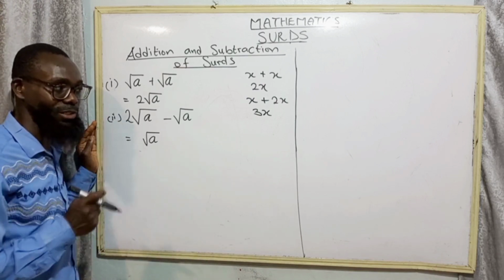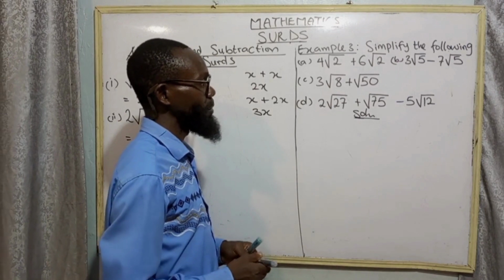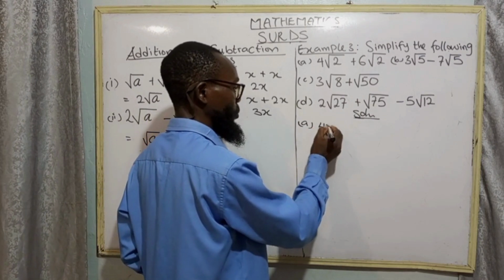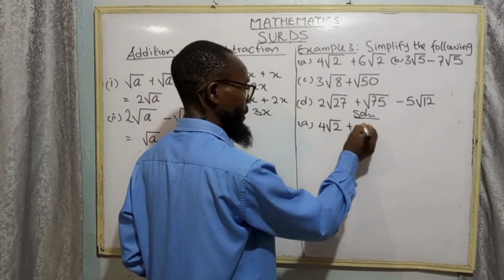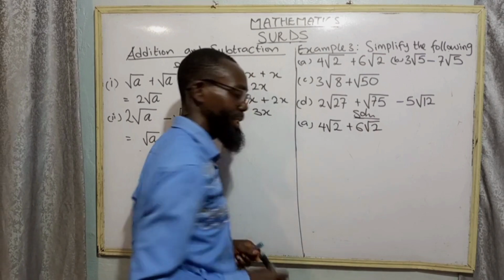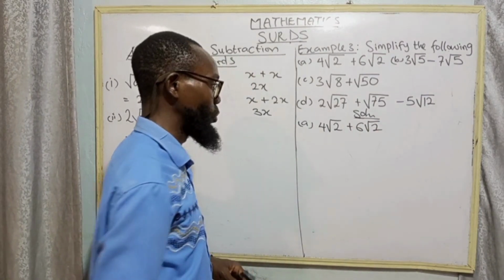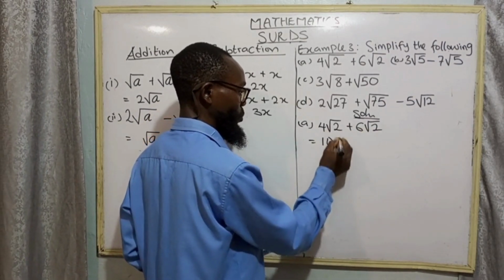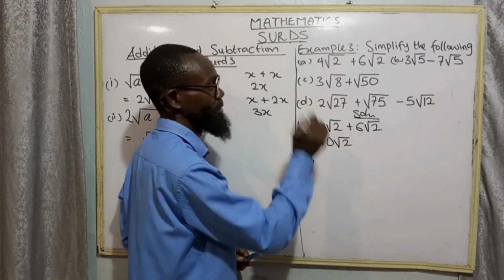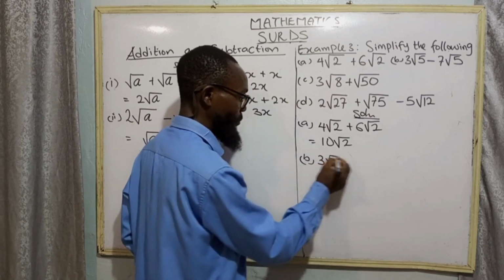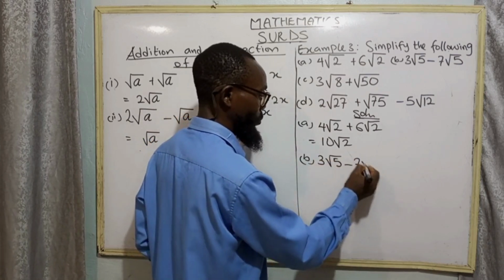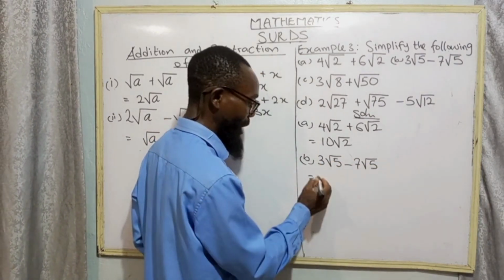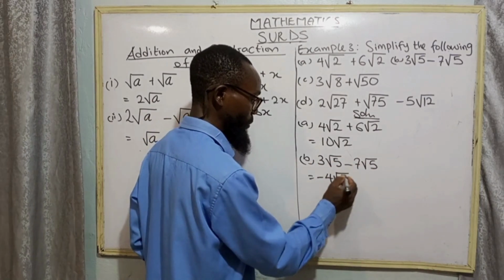So let's apply this. Example 3. Simplify the following. Question A. 4 root 2 plus 6 root 2. So these are like surds in root 2. So we have 4 plus 6, we have 10 root 2. Second question. 3 root 5 minus 7 root 5. So we have 3 minus 7. We have minus 4 root 5.